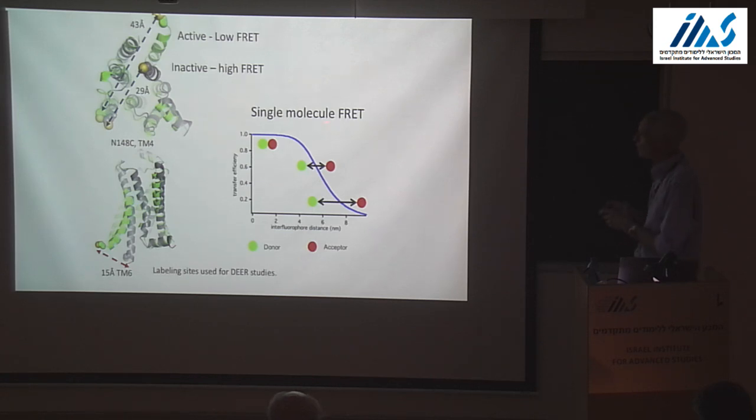But what we did is we labeled the receptor with two probes, one at a reference point in TM4 and one in transmembrane 6. And we're simply looking at FRET between these two probes. In the inactive state, the probes are close together, so we have high FRET. In the active state, where TM6 moves out, we'd have lower FRET.